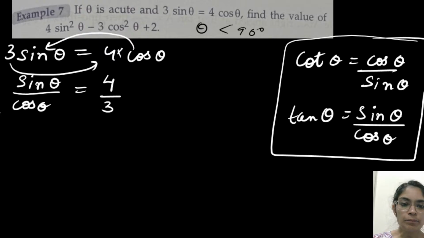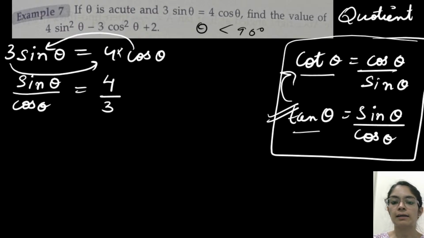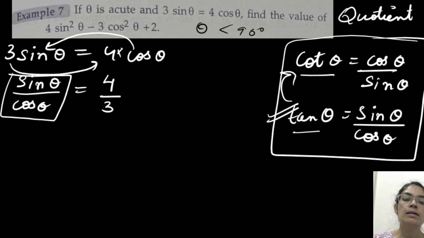Now you can see the relations I was telling you that you have to remember. Apart from reciprocal relations, we have the quotient relations of cot theta and tan theta. Sine theta by cos theta is equal to tan theta, and tan's reciprocal is cot, so cot is cos theta by sine theta. You have to remember this. Here we have got sine theta by cos theta, so how can I write this? Sine theta by cos theta I can write as tan theta.